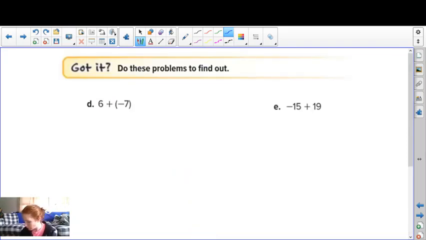Try those two on your own. See what you come up with. 6 plus -7 and -15 plus 19. You should get -1 and 4.